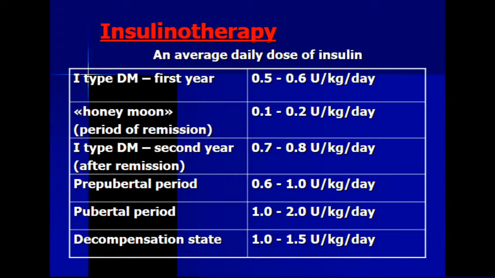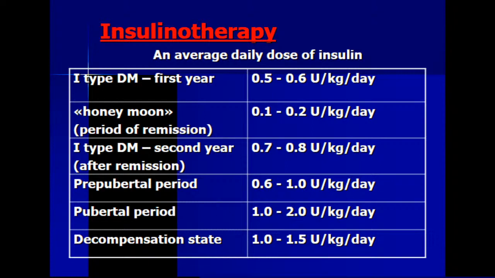Now, students, I would like to draw your attention to the dose of insulin, the average daily dose of insulin. In the first year, children need 0.5 to 0.6 units of insulin per kg per day. After the development of a honeymoon period, or period of remission, 0.1 to 0.2 units per kg per day.